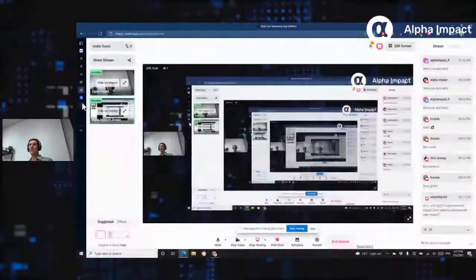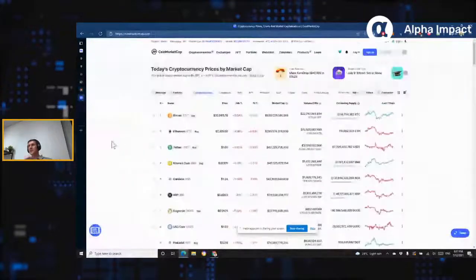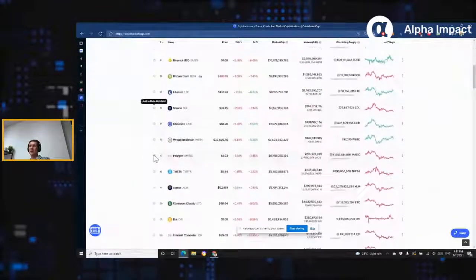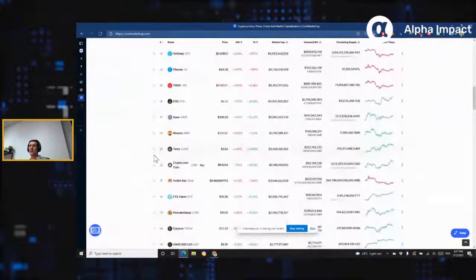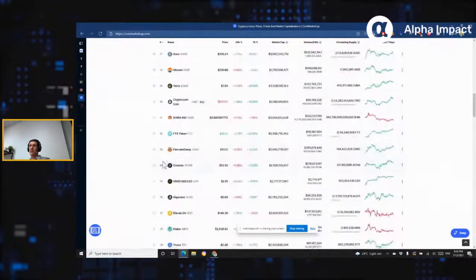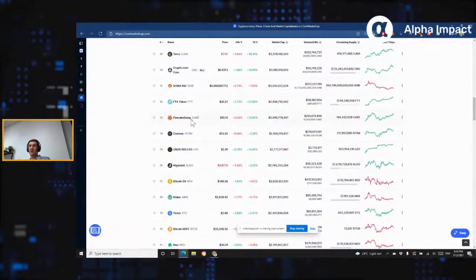I wanted to take a look at how Bitcoin is doing. We seem to be kind of holding steady. Let's take a look at CoinMarketCap. So you can see here we're mostly red. There's some green still out there. Looks like EOS is doing well. Aave, of course. Crypto.com coin. FTX token, that one's coming back.